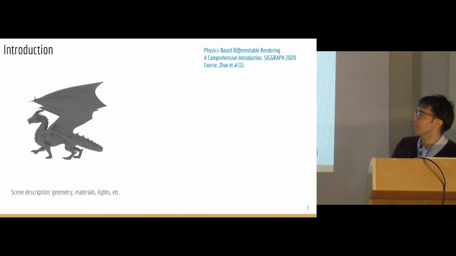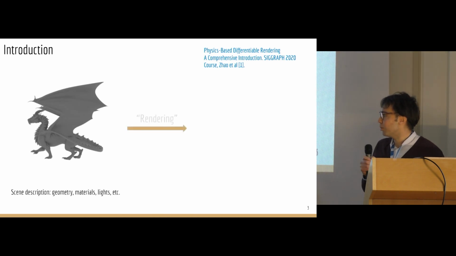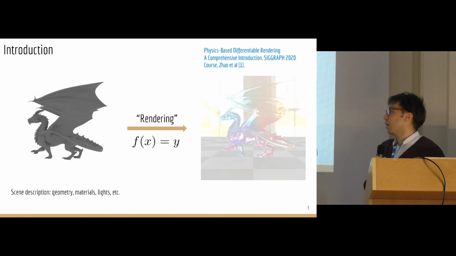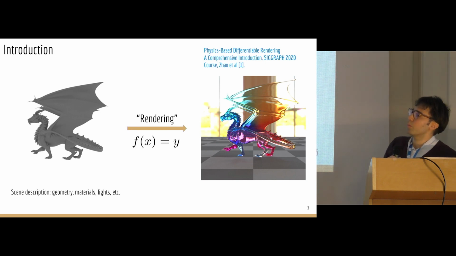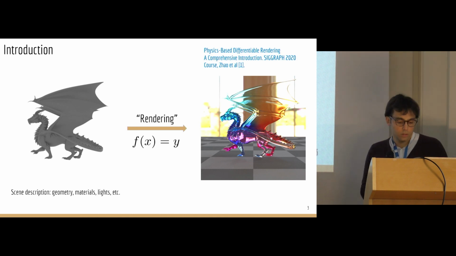Especially in this conference, rendering is a relatively well-known problem. We have some input. This input is often a scene description, contains geometry, materials, lights, etc. And rendering is a process that maps this input into another vector. In this case, it's an image.